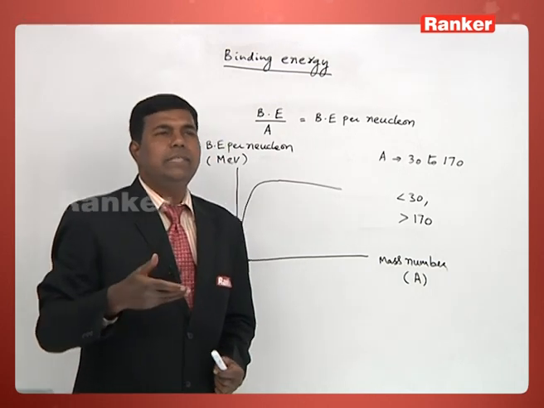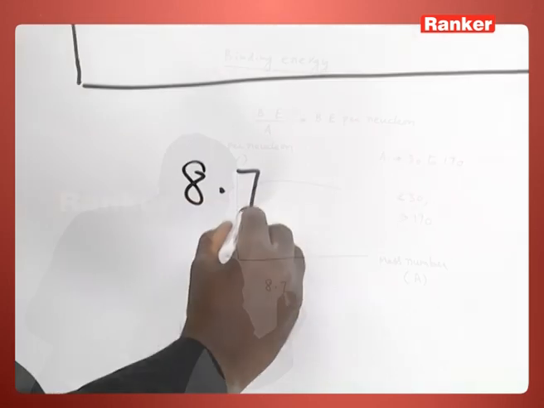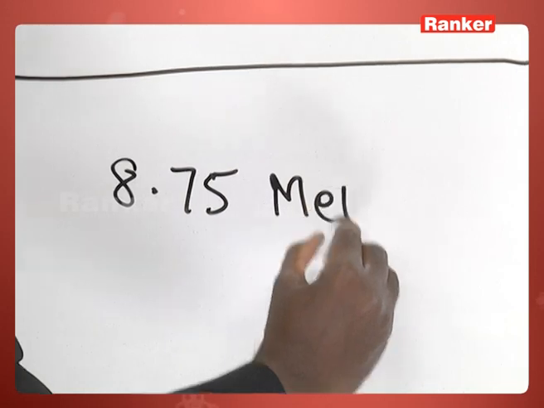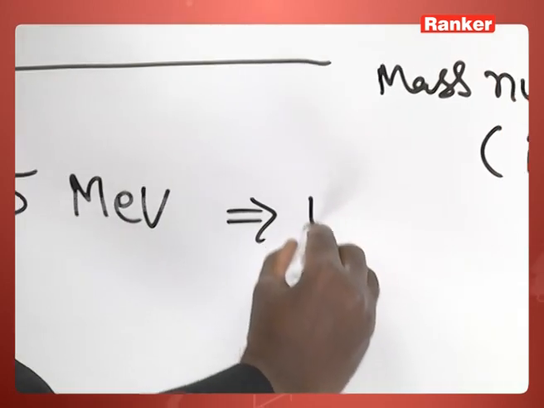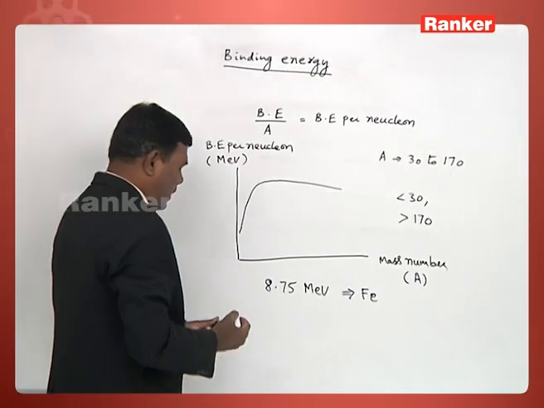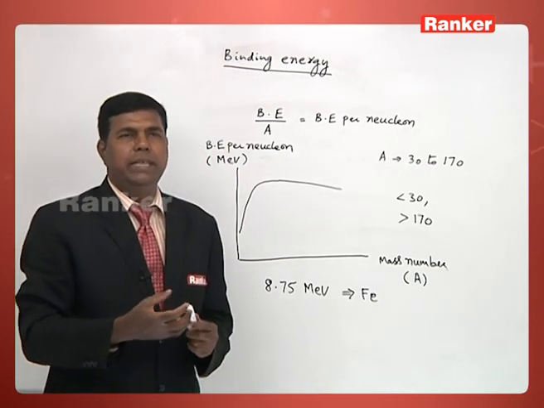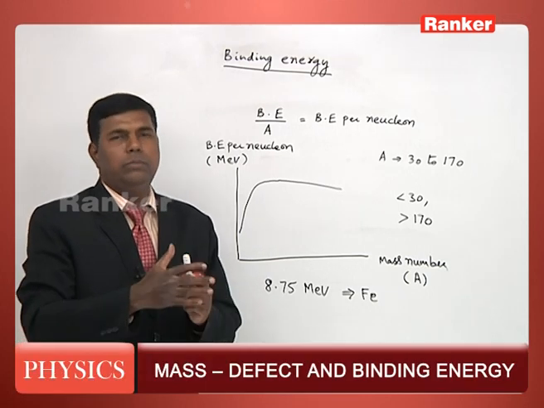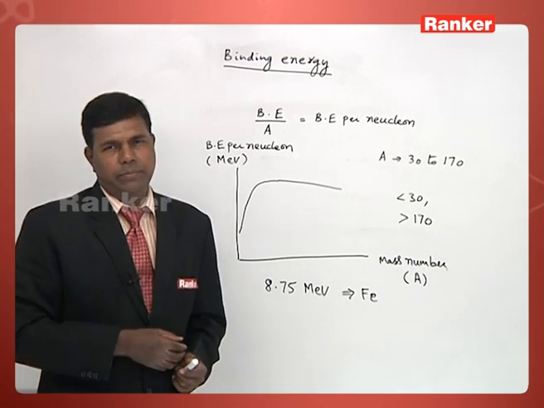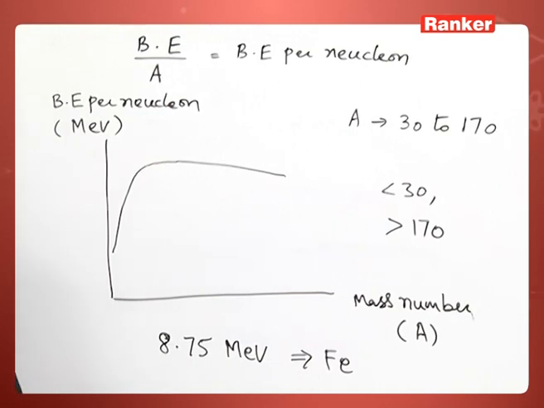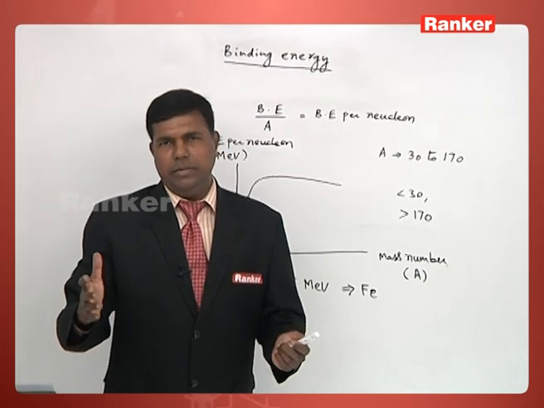In fact, it reaches a maximum value of 8.75 million electron volt in the case of Fe, that's the maximum possible value. It implies that there are certain nuclei which require less binding energy, that is, when you want to dismantle that particular nucleus into individual nucleons, you require lesser energy, and there are certain nuclei which require a very high energy to split into separate nucleons.